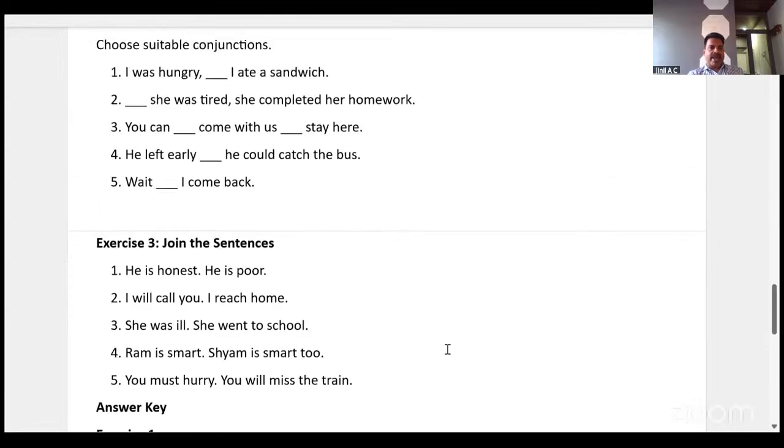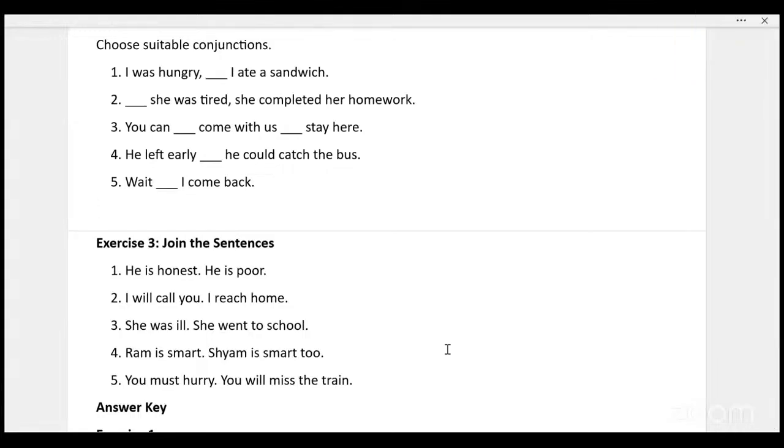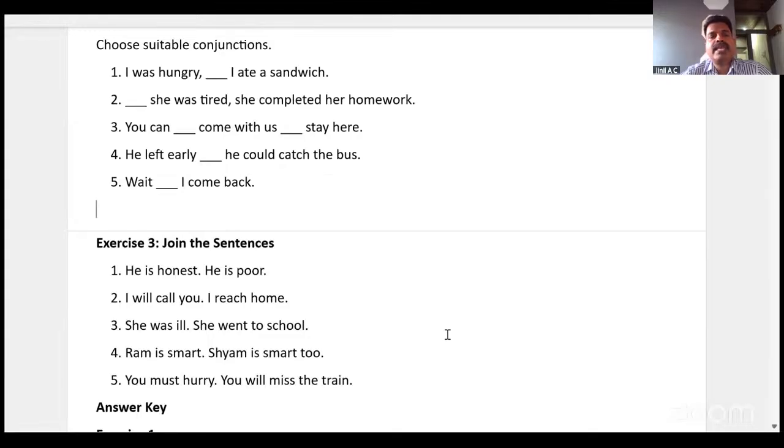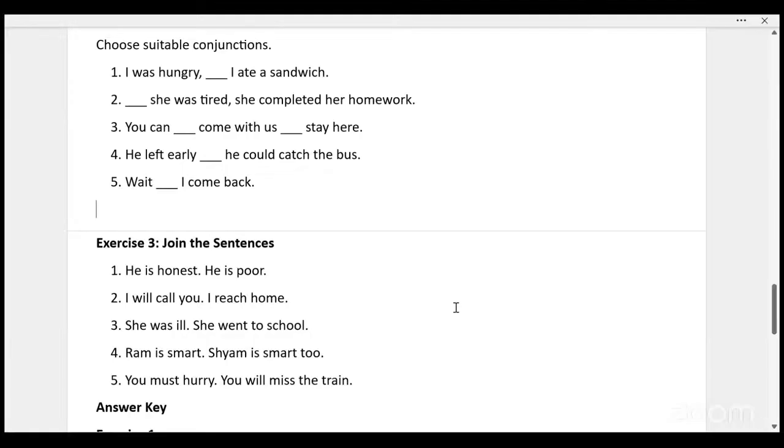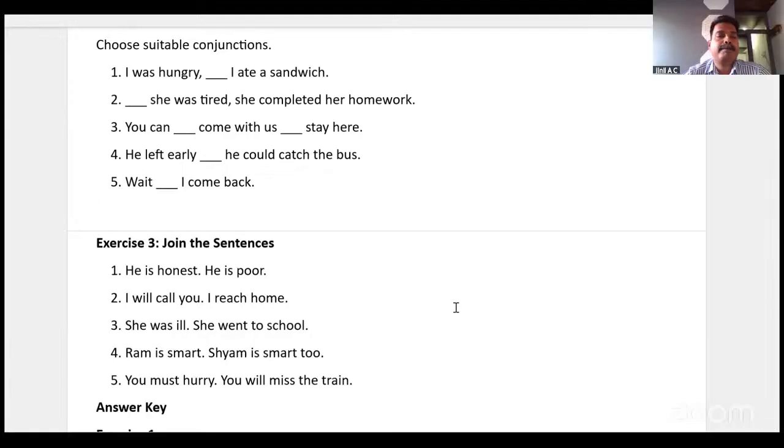I'm not showing you the answer key. So he is honest, but he is poor. Not visible, madam. It may be because of your network issue. He is honest. He is poor. Yeah, he is honest, but he is poor. Here, we can join them.